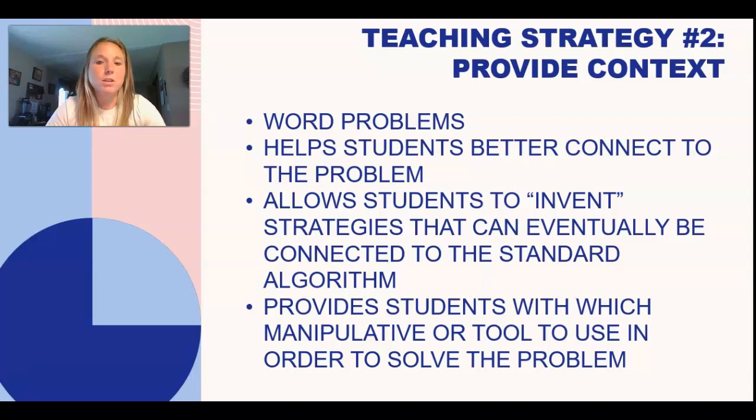And lastly, it provides students with which manipulative or tool to use in order to solve the problem. For example, with the manipulatives, when we give them context, if we're talking about a round shape such as pizza, pie, or a quesadilla, then we would use the circular area model. That would be the best tool for that one. But if the context is distance, then we would want to use a paper strip or a number line as the best tool. Again, providing context is not only going to give them the opportunity to connect to the problem, but it's also going to give them the opportunity to decide what is the best way to solve that problem.